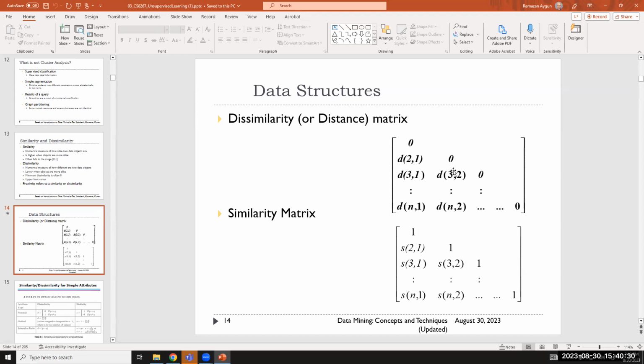Typically, in many cases, it's a symmetric matrix. So the bottom left and the upper right will be the same. It's symmetric. That is typical. The other one is similarity. It's done the same way. We measure similarity from object 2 to object 1, from object 3 to object 1, and from object 3 to object 2.